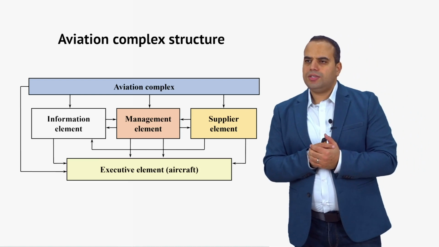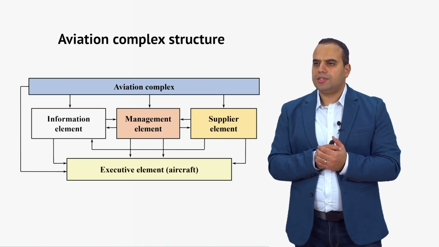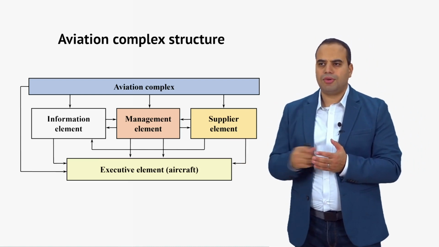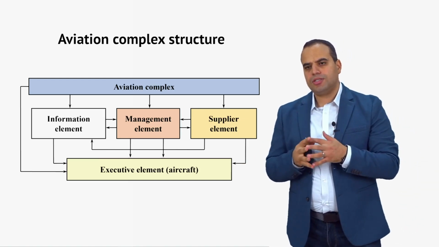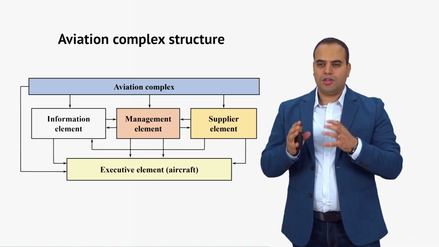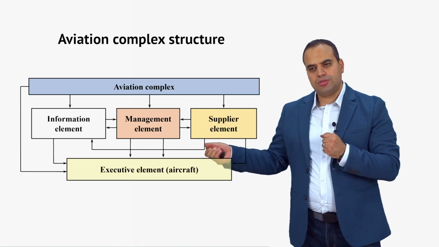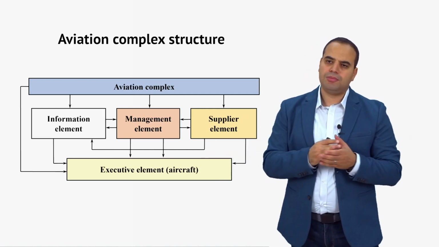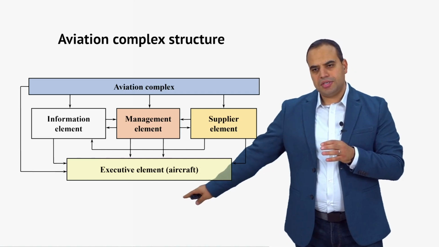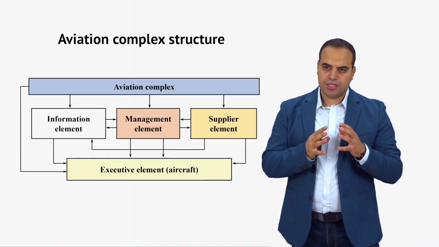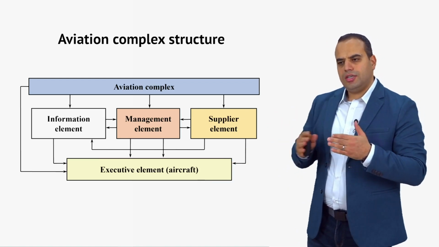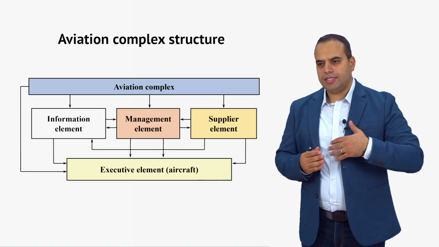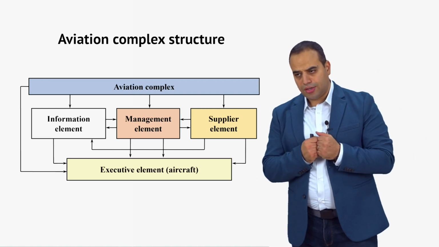Now let's see in a very general scheme in this diagram what are the main constituents of this complex. If we classify the complex, we can divide it into the management elements, which is in the center, supplier elements, and information elements. And finally here there is the executive element, which is the aircraft itself. These are the three elements that share information between each other and supply it to the main executive element, which is the aircraft.